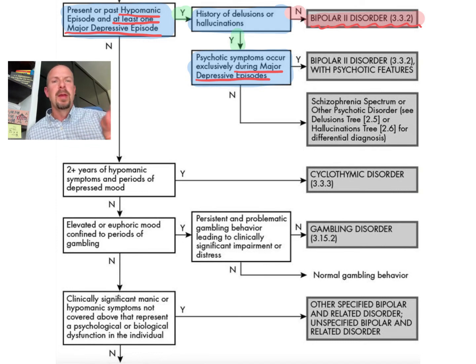hallucinations or delusions. So in this case, if they've had psychotic symptoms during a major depressive episode exclusively, then we're looking at a bipolar 2 disorder with psychotic features. So if we answer yes to history of delusions and it's exclusive to a major depressive episode, then we're looking at bipolar 2 with psychotic symptoms.